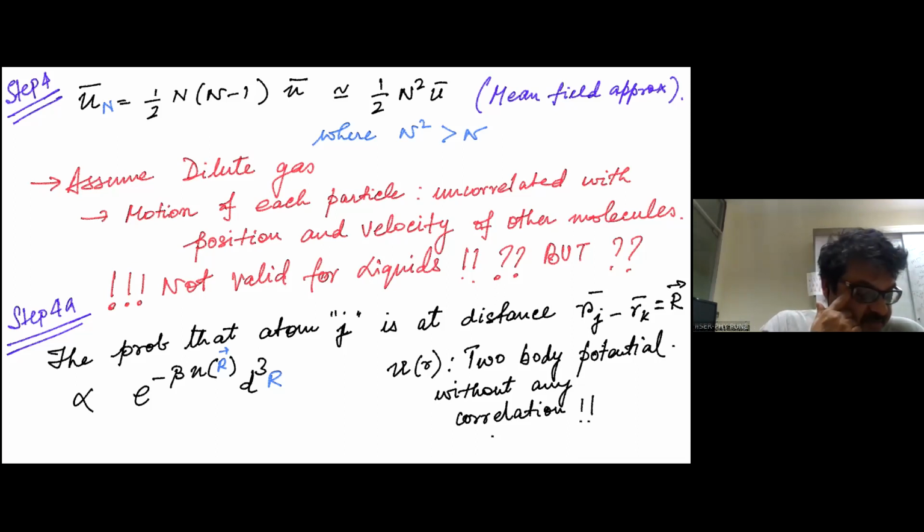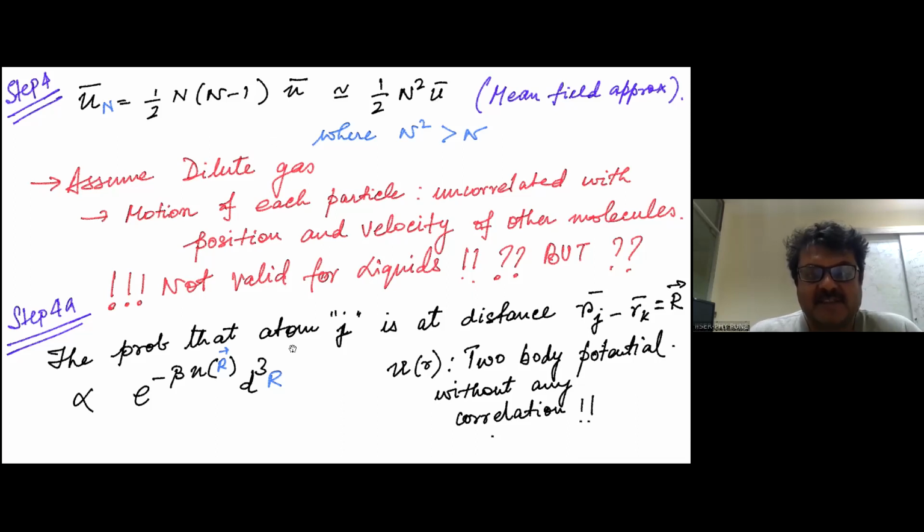The van der Waals equation is a wonderful, very good description of the system. Hence, if we can get the van der Waals equation from microscopics, that's great. But to get that, we are making this mean field assumption. Moreover, we are saying it's a dilute gas. The aim is to calculate this U bar.